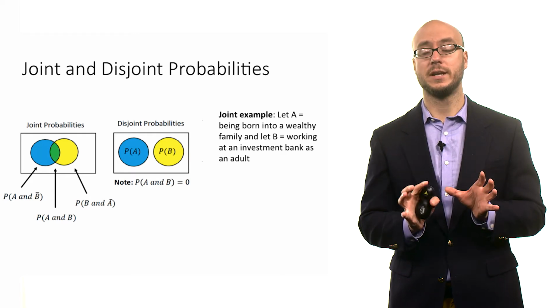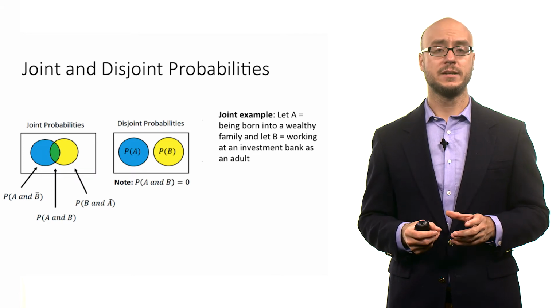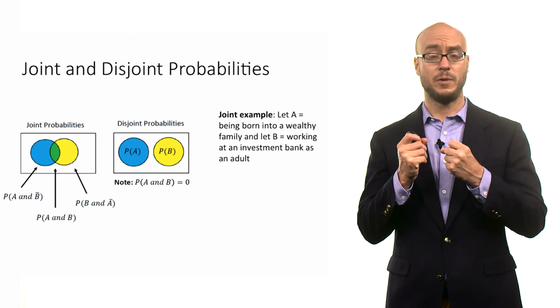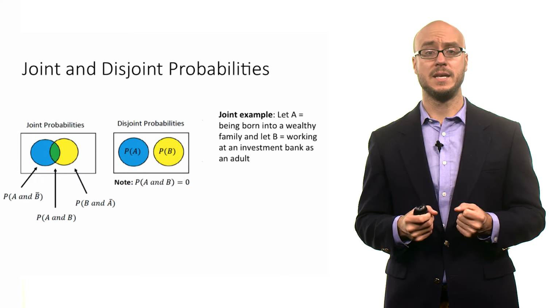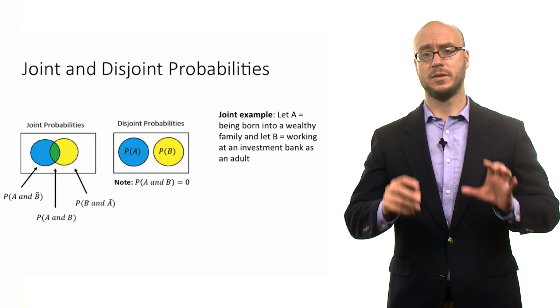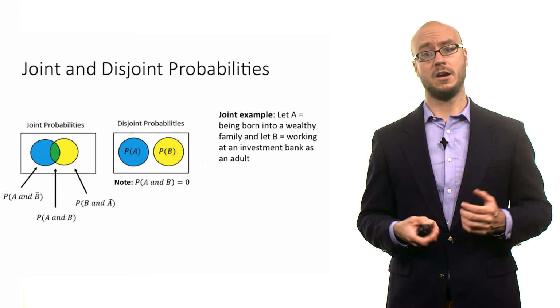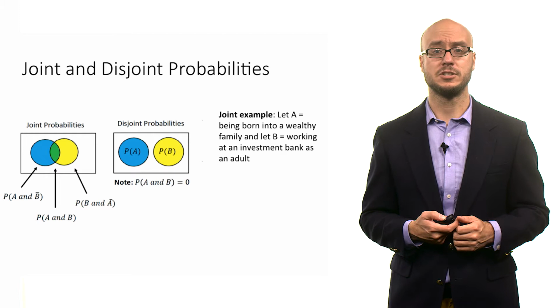They are disjoint. So if A and B are joint, they overlap, and we can talk about the probability of A and B equaling some value other than 0. If they don't overlap, the probability of A and B is in fact 0. It's impossible. And so we talk about those events being disjoint.